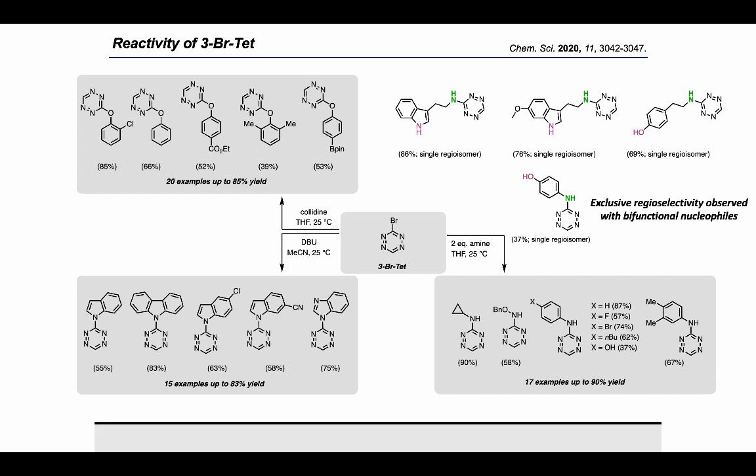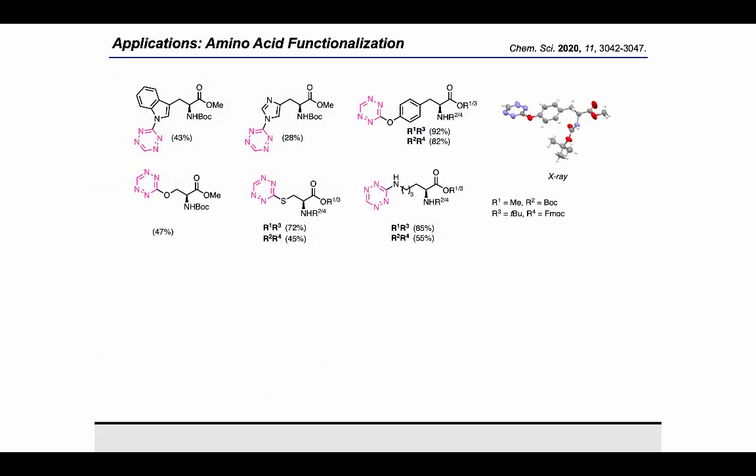Having studied the reactivity with functional groups, we then moved to a more application-based research and first were intrigued to see if we can synthesize amino acids, which already now were modified with the tetrazine. We were able to isolate a large number of methyl and BOC protected as well as tert-butyl and FMOC protected amino acids using the same conditions I showcased on the previous slide.